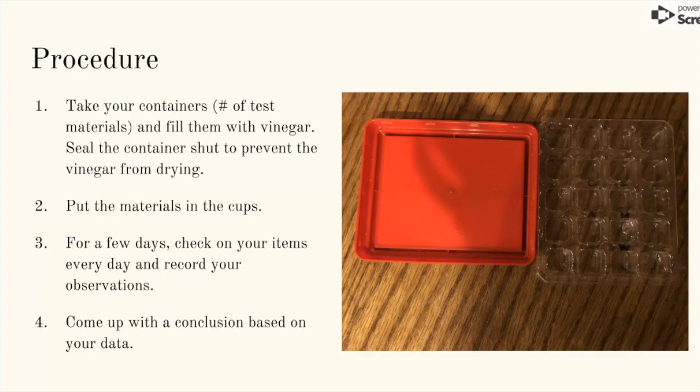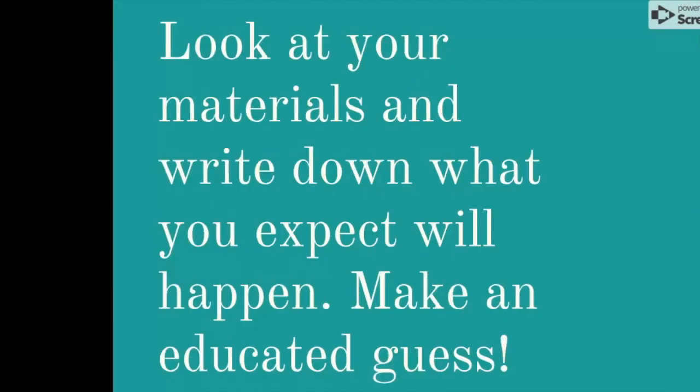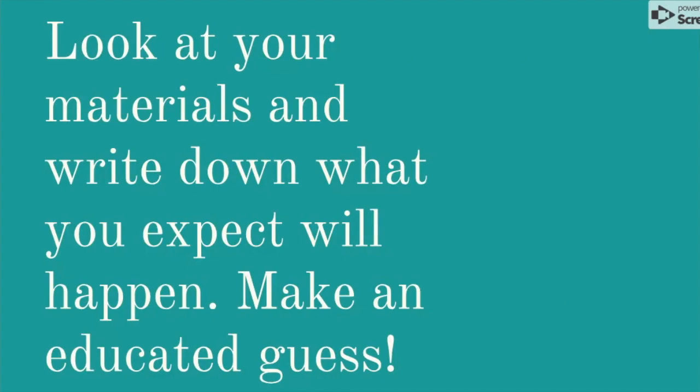Now we're going to start looking at my experiment. Wait, actually no, sorry. We're going to be forming a hypothesis, which is an educated guess. When you form a hypothesis, you need to think about what you know about the material, what you know about vinegar, and then come up with an educated guess on what you think is going to happen when you put them together. Do that right now, and then we're going to talk about the hypothesis that I came up with.